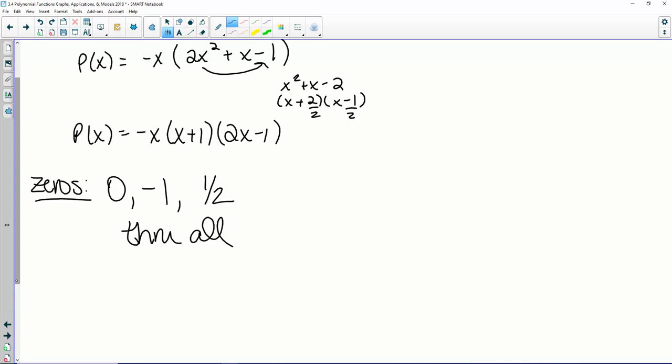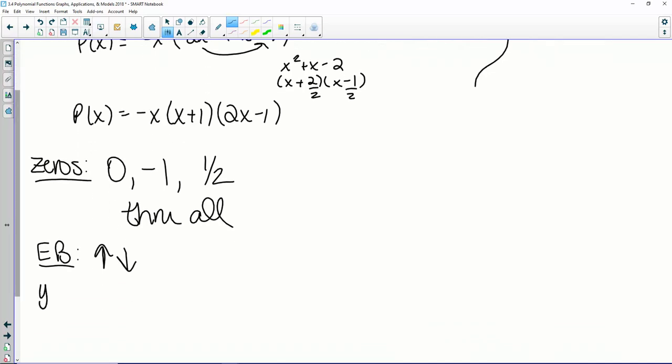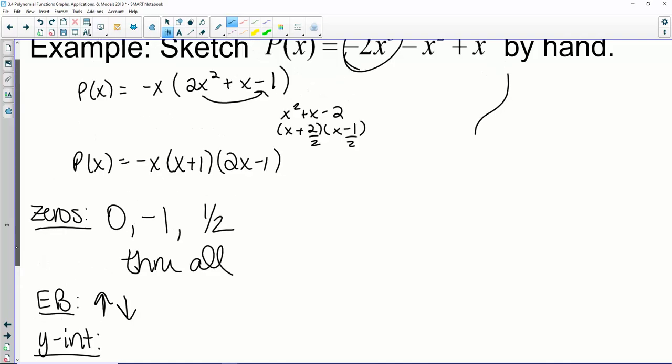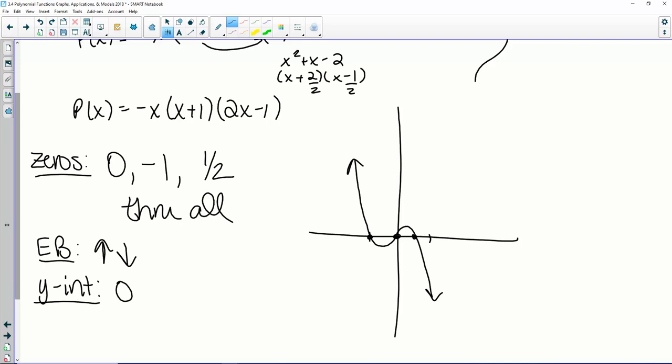All right. End behavior. It's based on the leading term. If we look at the original, x cubed should look like this, but a negative flips it. So it will be up, down. Y-intercept, put in 0 for all your x's and you get 0. So put the x-axis at 0, negative 1, positive 1/2, y-axis at 0. My graph has to start up here. We know we are going through the zeros, through, and it ends down. Is that the end behavior we said? Okay.